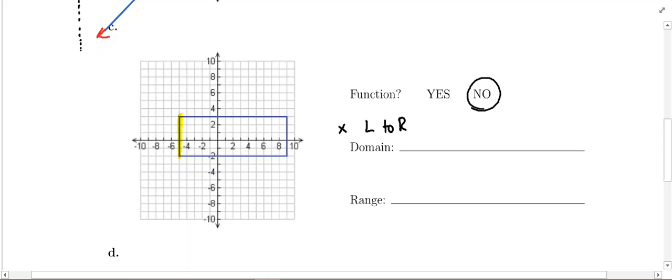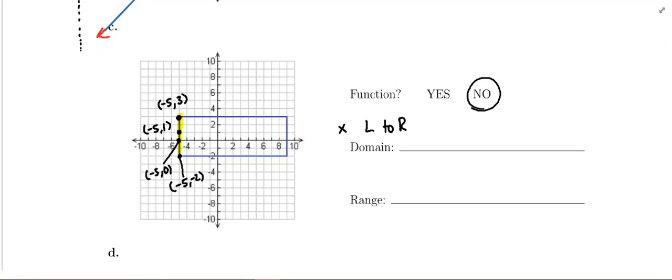Now, there are actually infinitely many points in this little yellow segment if you consider decimals. I'm going to designate just a few points on this yellow segment. This point right here is (-5, 3). This point is (-5, 1). This point right here is (-5, 0). This point is (-5, -2), and so on. That's just a few of the points on this yellow segment. Again, all of these are tied for the leftmost point on the rectangle.